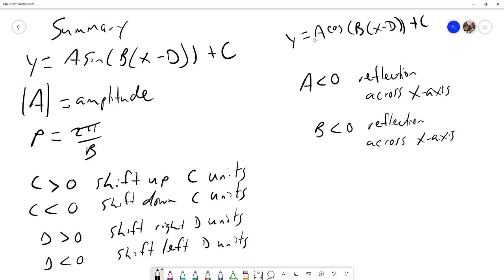Oh, I just remembered I forgot to talk about where the midline is. So we need to remember that the midline is going to be at y equals c. Alright, so now with that, I think we got everything. Let's see, shifts up, down, amplitude, period, midline, reflections. I think that's going to do it.